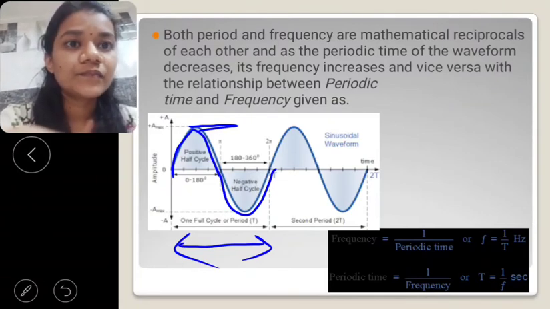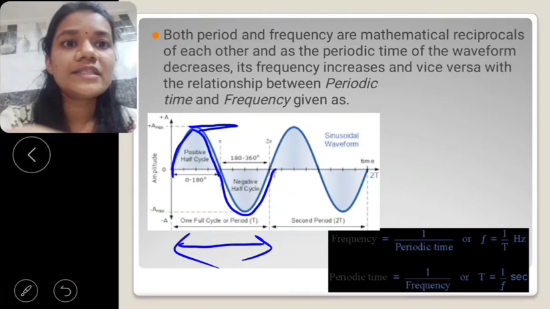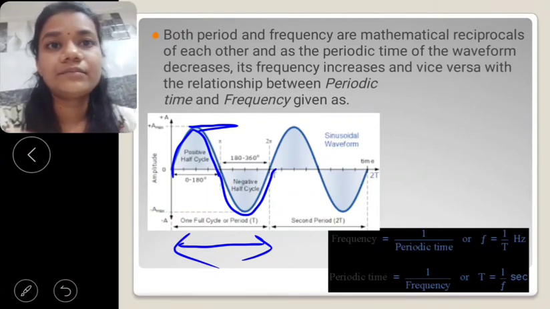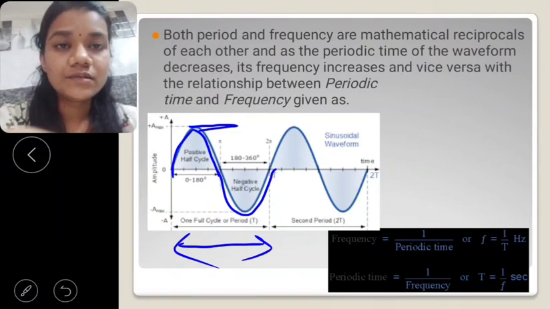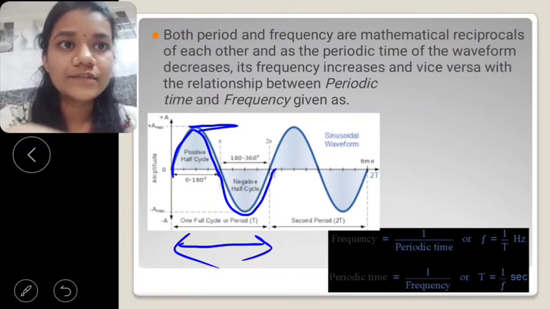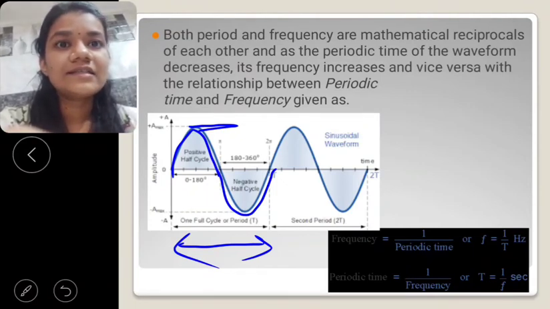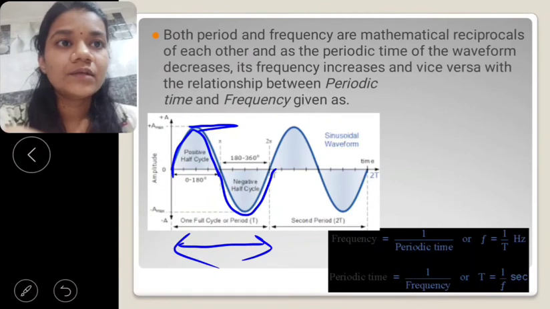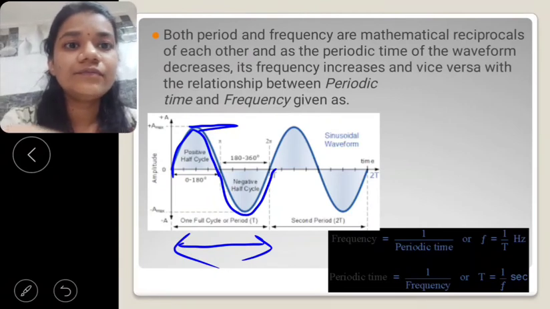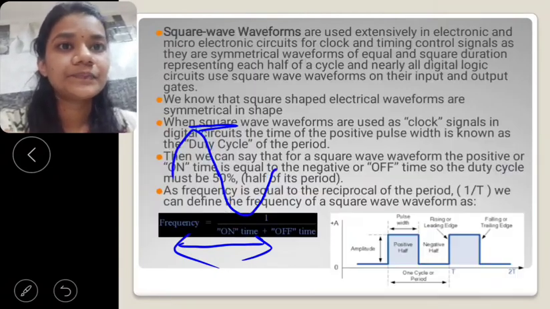That is nothing but T. Okay, so frequency is equal to 1 upon periodic time. We know that frequency is equal to 1 upon time. So f is equal to 1 upon T, and time is equal to 1 upon f. That is a vice versa relation between frequency and time.